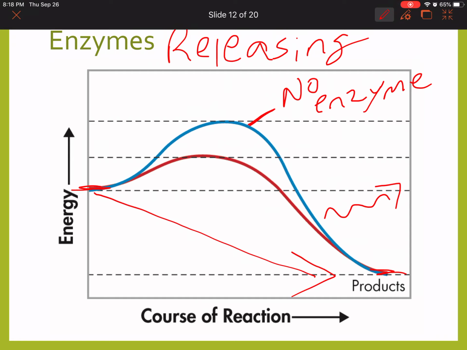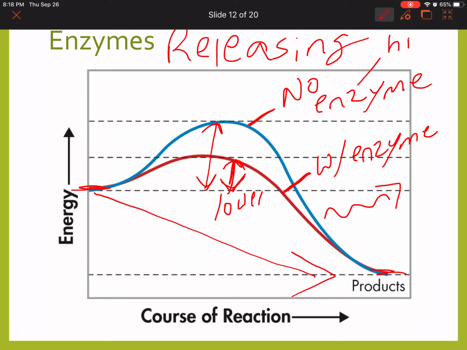So no enzyme, high activation energy, high cost. Oof, look at that big hill we got to go up. The red line though, the red line is with an enzyme. With an enzyme, there's still a slight activation energy, but it's much lower. Lower activation energy. Think without an enzyme, high cost. With an enzyme, it's on sale, low cost, and easier. All right? So that just kind of shows you how the enzyme affects the activation energy. It goes way down, makes the reaction a lot easier to do.